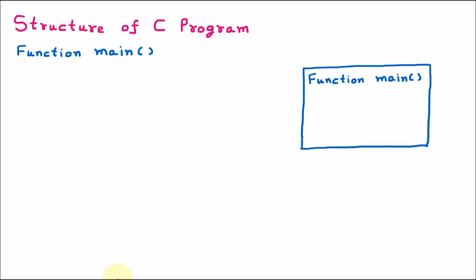Whenever we find a starting bracket and a closing bracket after some name, that is called a function. So here main is a function because we have the starting and closing bracket. In a C program, wherever you write this main, the program will start from there only. So we can say that main is the driving function. If you are writing code inside the main, that will execute first. So the execution of the program starts from the main function.